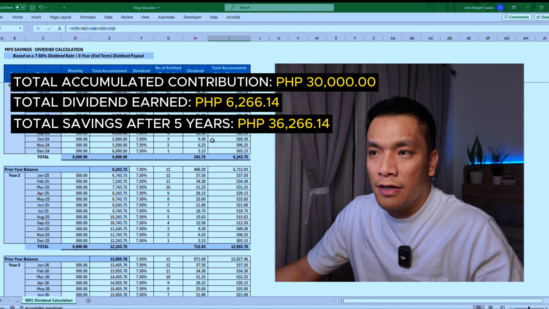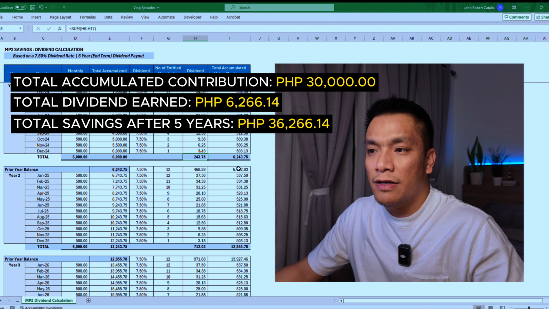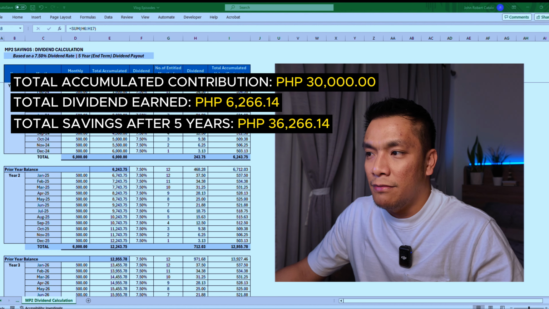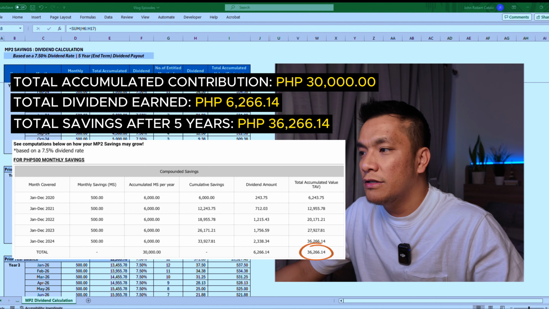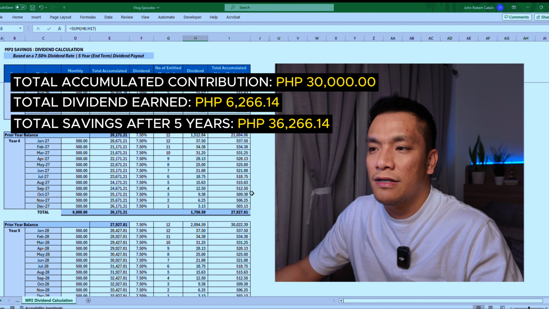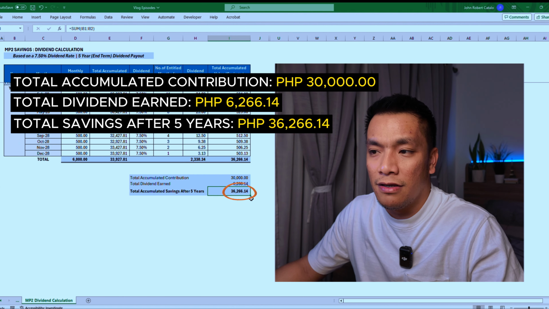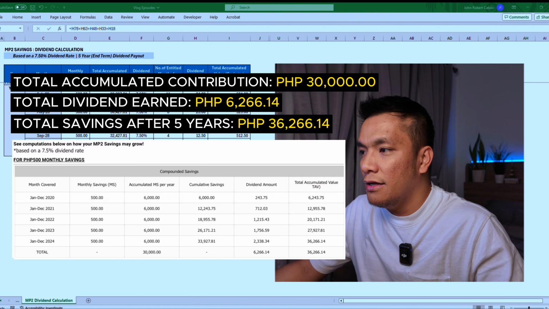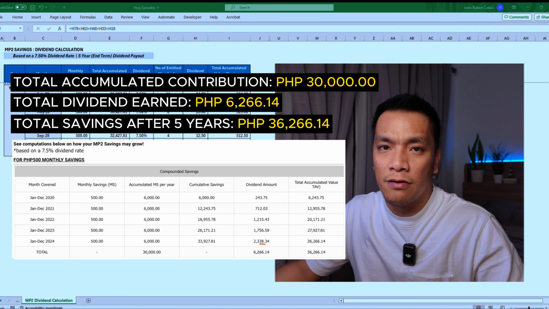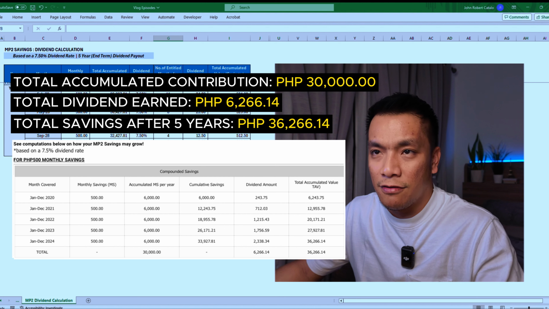So, balik tayo sa computation natin. Ang ating na-compute na dividend for the first year ay 240.75, which is the same siya that we can calculate yung dividend ni Pag-IBIG. And at the end of the year, the total accumulated value is 36,266.14. Which is same din sa calculation natin na 36,266.14. And the total dividend earned is 6,266.14 and 6,266.14 yung calculation din ng Pag-IBIG. So this proves that this calculation is correct.